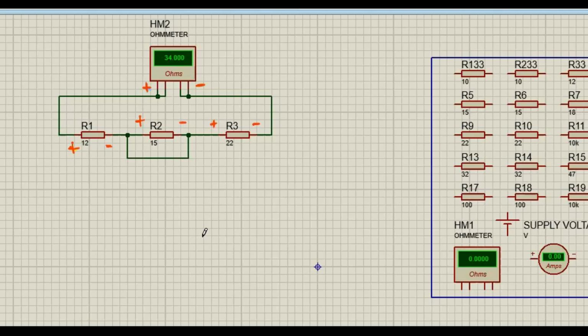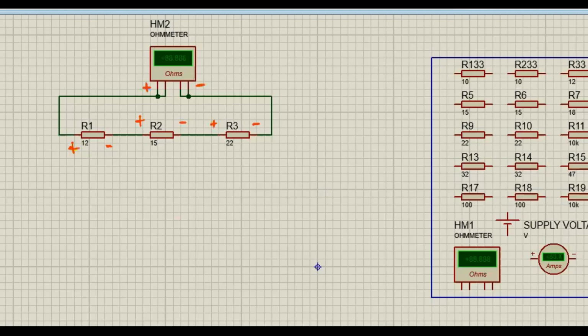Okay. So now I'm going to restore the circuit back. We restore the circuit back here, right? This total resistance. Please remind me, how do we measure R2 plus R3? R2 plus R3.